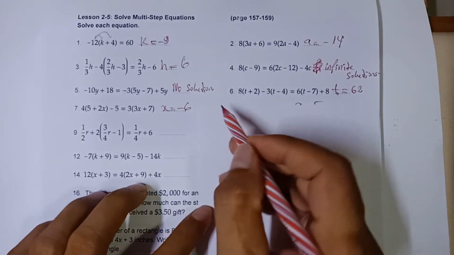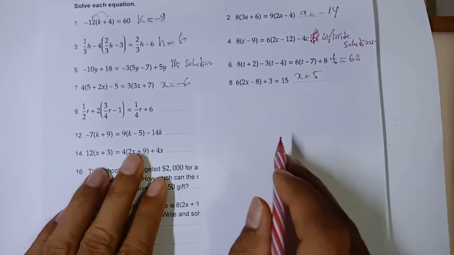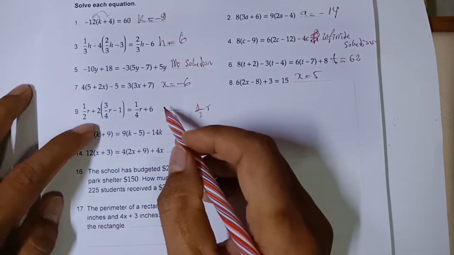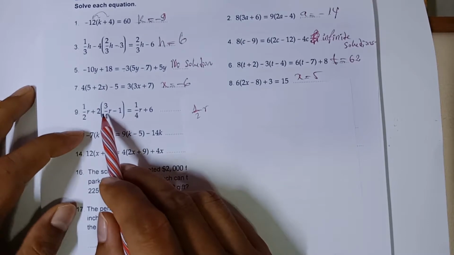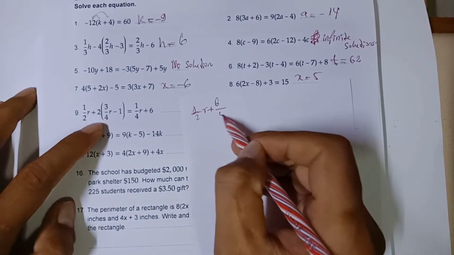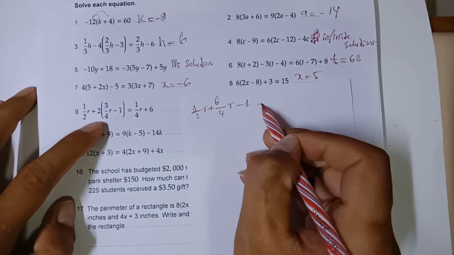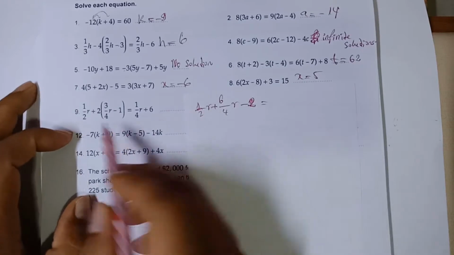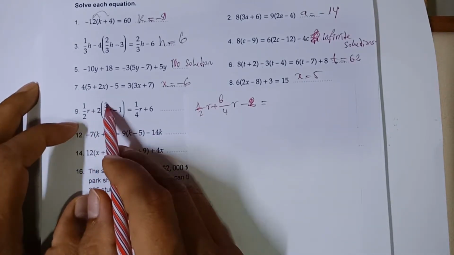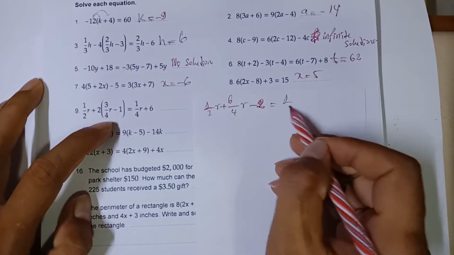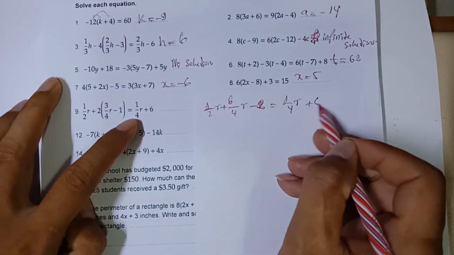Number 9. You have this as 1 over 2r. Multiply it together. You're going to multiply this and you have 6. This is plus 6 over 4r minus 1 equal to, oh no, not minus 1, minus 2. 1/2 of r plus 6 over 4r minus 2 equal to 1 over 4r plus 6.